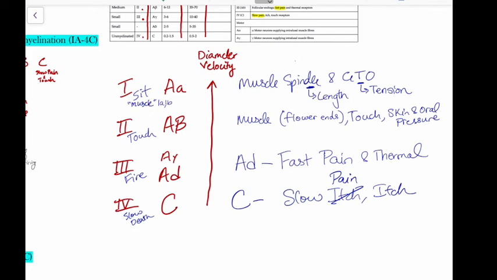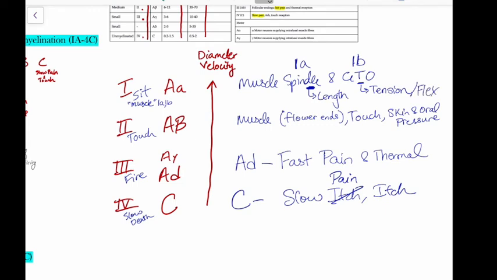So that will only be type 1A and type 1B. We know muscle spindle is 1A, Golgi tendon organ is 1B, and muscle spindle is to measure the rate and degree of a stretch or the length, and type 1B is for T, tendon. Tendon is for tension or the muscle force contraction. So when you flex, tension.